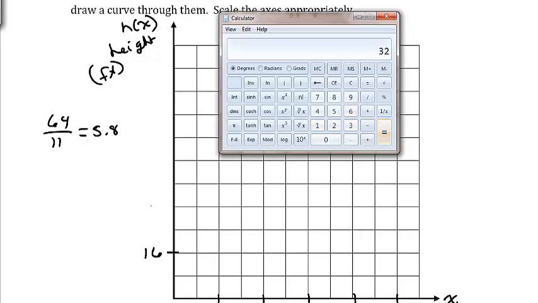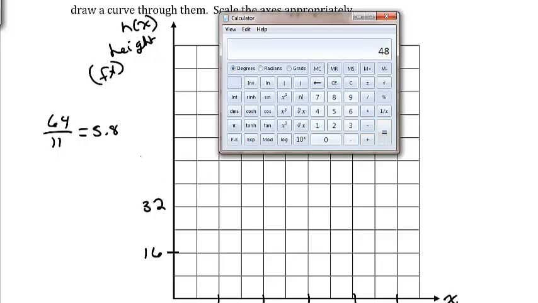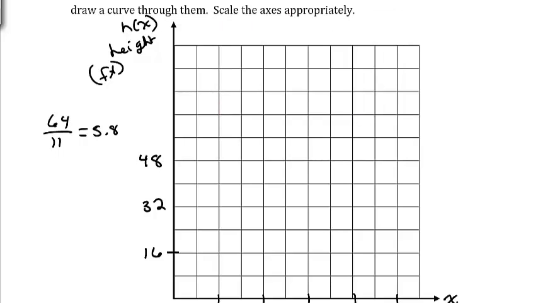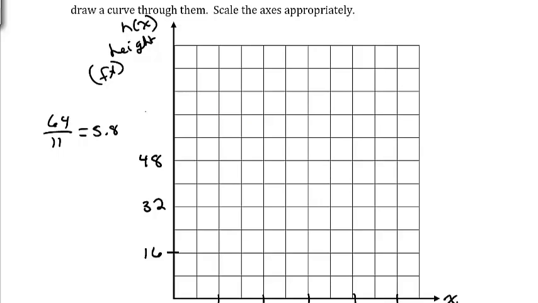So 32. Then add another, that's 48. And then add another. Oops. Gives us 64. And that was as high as we needed to go.